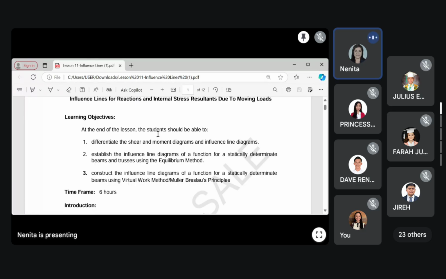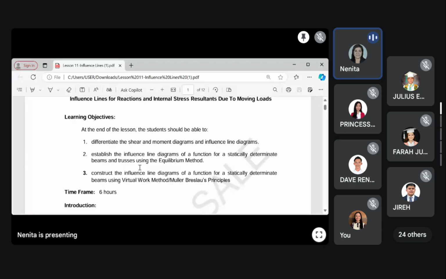And this time, for our moving loads, what we will use first is the influence diagram. Just as we have shear and moment diagrams, we also have influence line diagrams. So, we have to differentiate. What is the difference between the shear and moment diagrams against the influence line diagrams? And we are going to establish the influence line diagrams of a function for statically determinate beams and trusses.